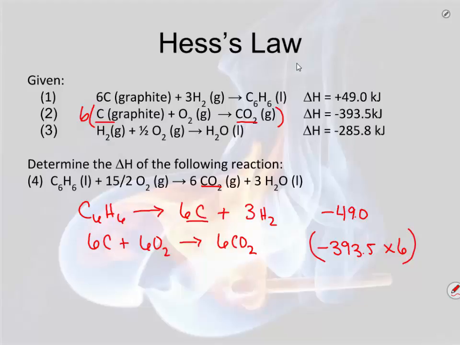Now my following reaction, I want to look at my waters. So water appears in both of them, but I need 3 waters. Right now I only have 1. So I'm going to have to multiply that whole reaction by 3 to get my waters to be correct. So 3H2 plus 3/2 oxygen will give me 3 H2Os. And so because I multiplied my reaction by 3, I have to multiply my delta H by 3.